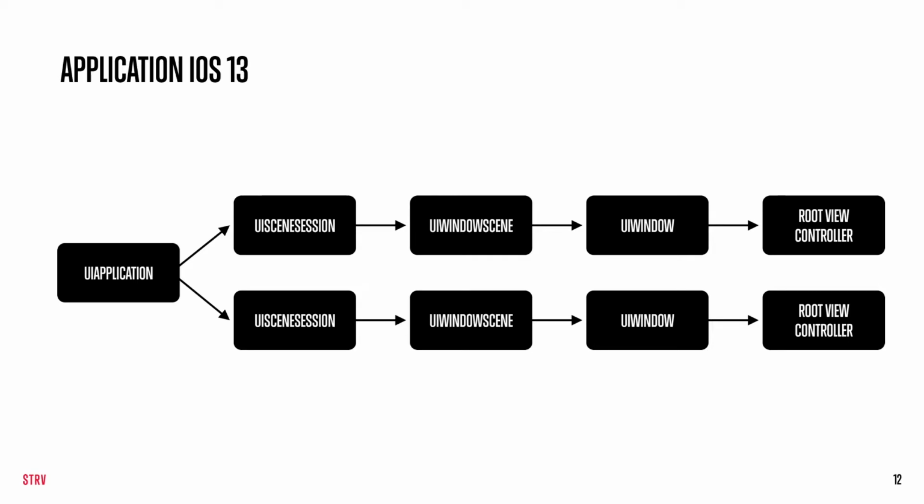So this is how it looks when you have two windows in your app. This is one app, you have one application, but the application manages two sessions. The sessions manage their scenes. The scenes have their main windows, and the windows have their root view controllers.